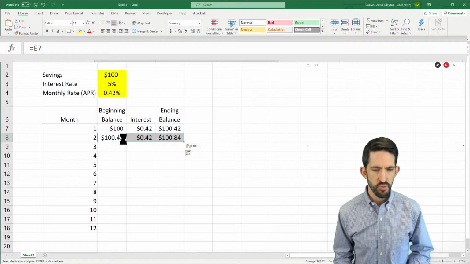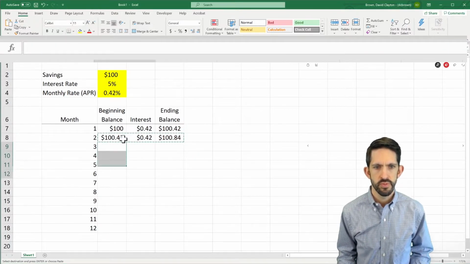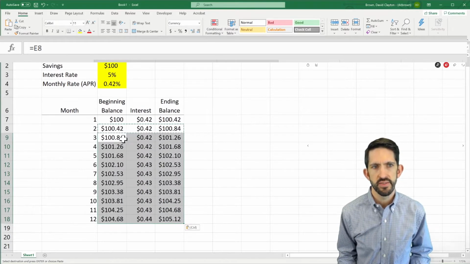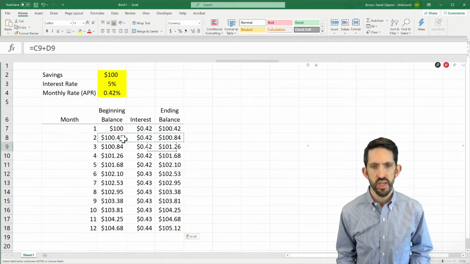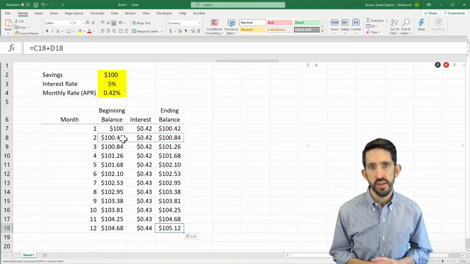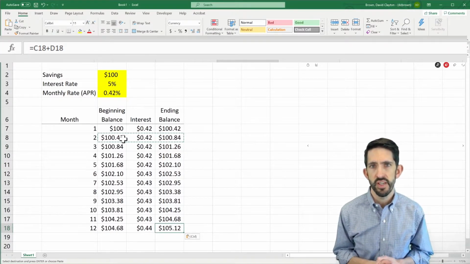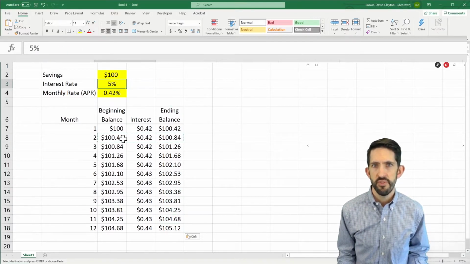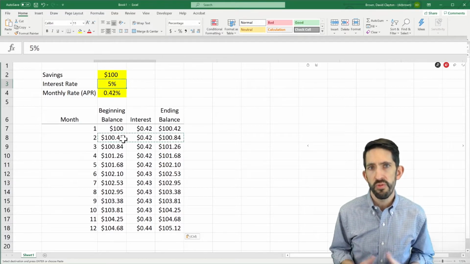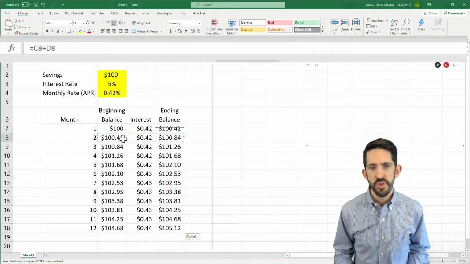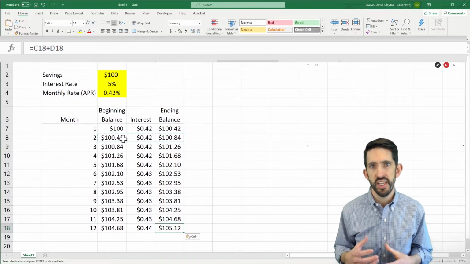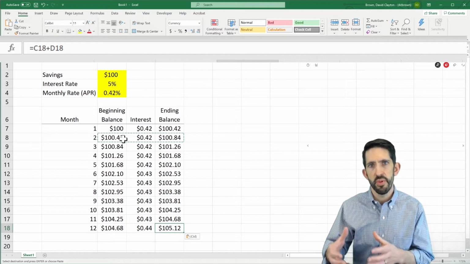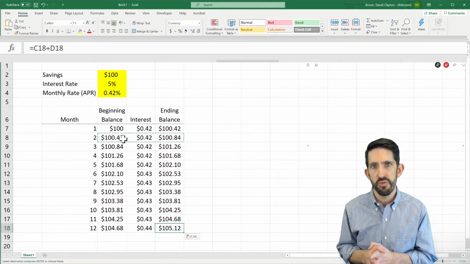Now that we have our model set up, we can copy that second row, scroll down our 12 months, and paste that. And now what we can see is that we have, at the end of the year, $105.12. So while our annual interest rate is 5%, we're actually making more than 5% in this case. And that's because of the compounding that's taking place by taking that monthly APR and earning interest on our interest month after month after month. So we earn a little bit more than 5%.